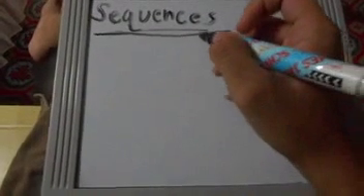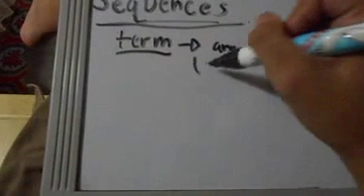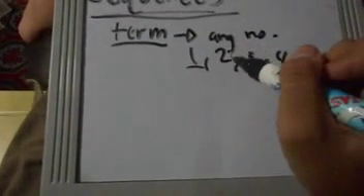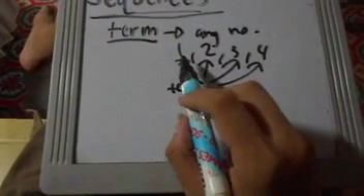There are also parts in a sequence. Let's first talk about the term. What is a term? A term is any number in a sequence. For example, in the sequence 1, 2, 3, 4, the 1 here is called a term. The same goes for 2, 3, and 4. If you notice, the number 1 here is the first term of this sequence. Therefore, 1 is also called the first term.